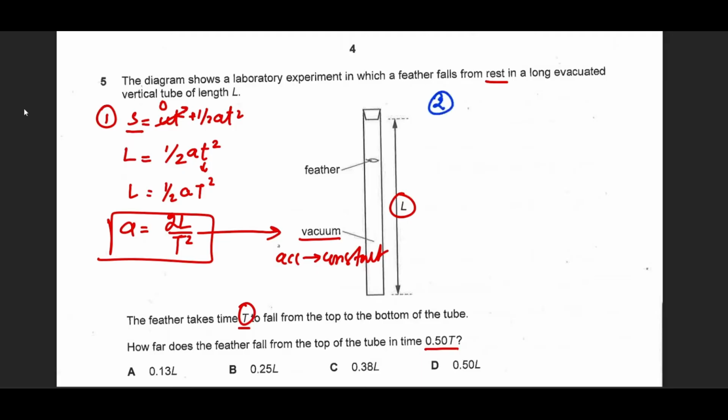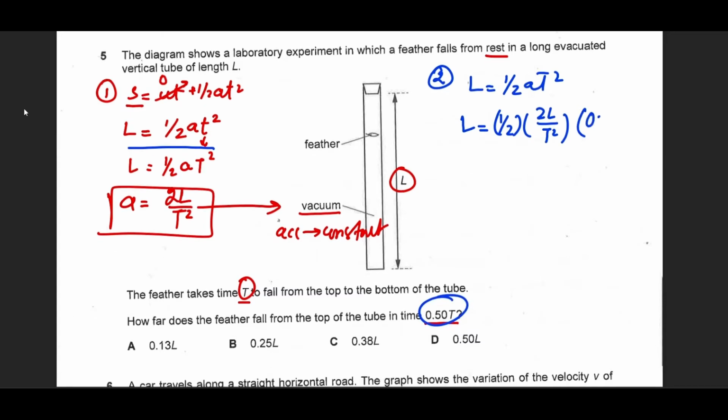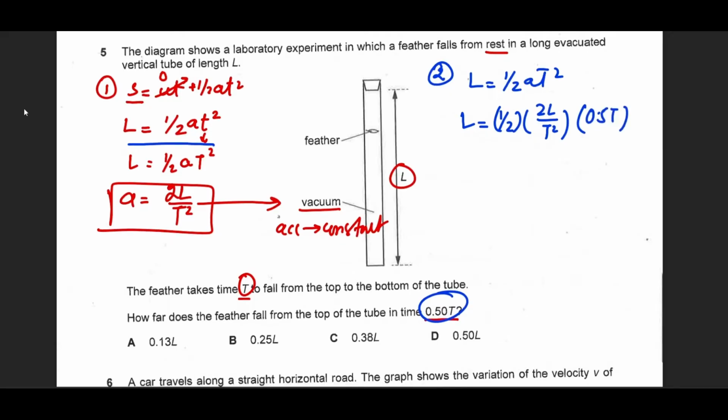Moving on to step number 2, because we want to find out the distance, how far it is going to go. We have exactly the same equation that we used over here. Let's use it again. So L is equal to 1/2 a t square. So L equals 1/2 into the acceleration, which is constant, 2L divided by T square, into the time given for this object to fall down. So what time did we allow it to fall? We allowed it to fall for 0.5 seconds. So 0.5 T will be the time. Once you solve this whole system, you will simplify it down to 1/4 L, which is 0.25 L. Option B is the right answer.